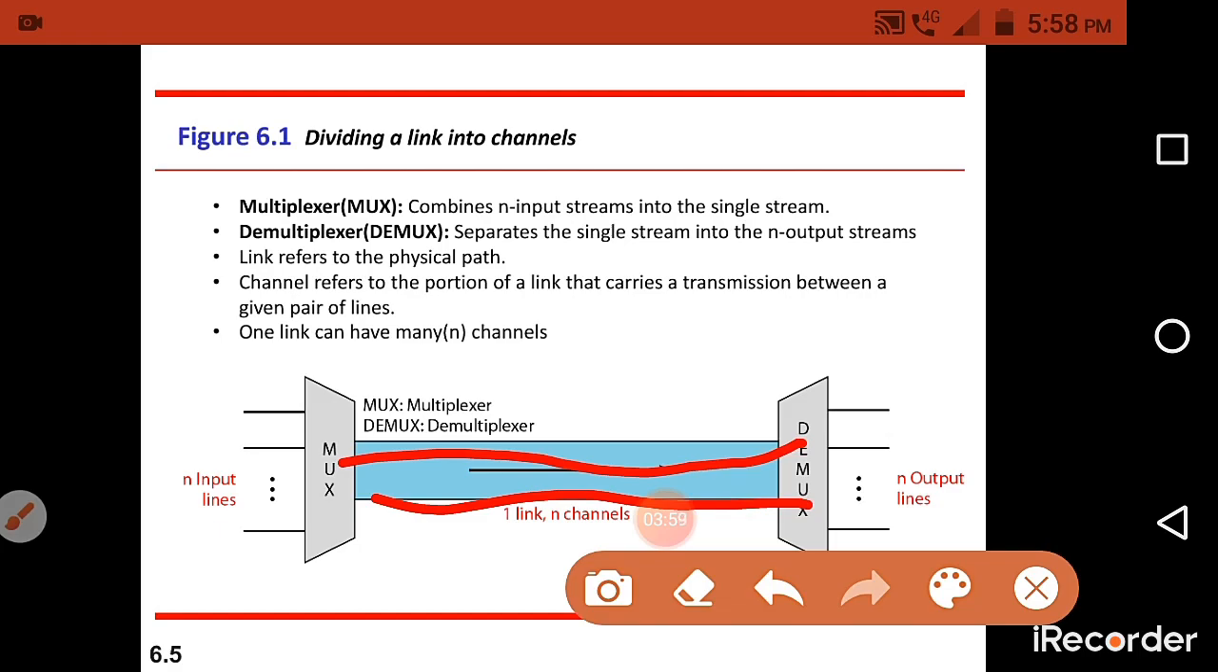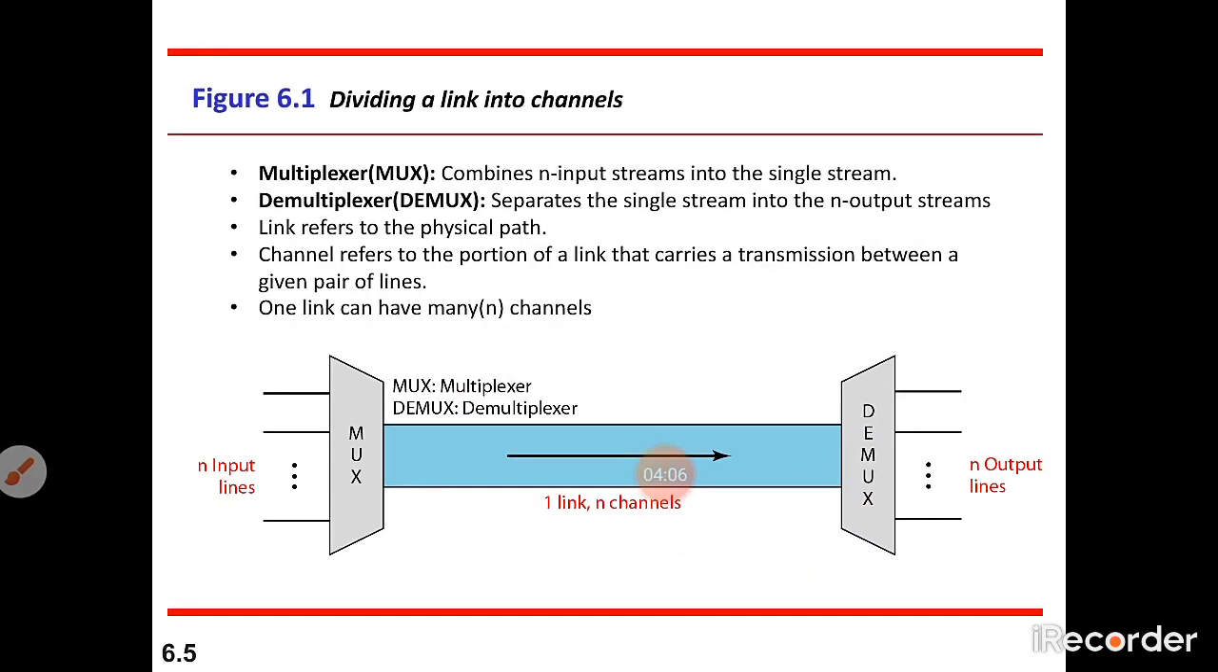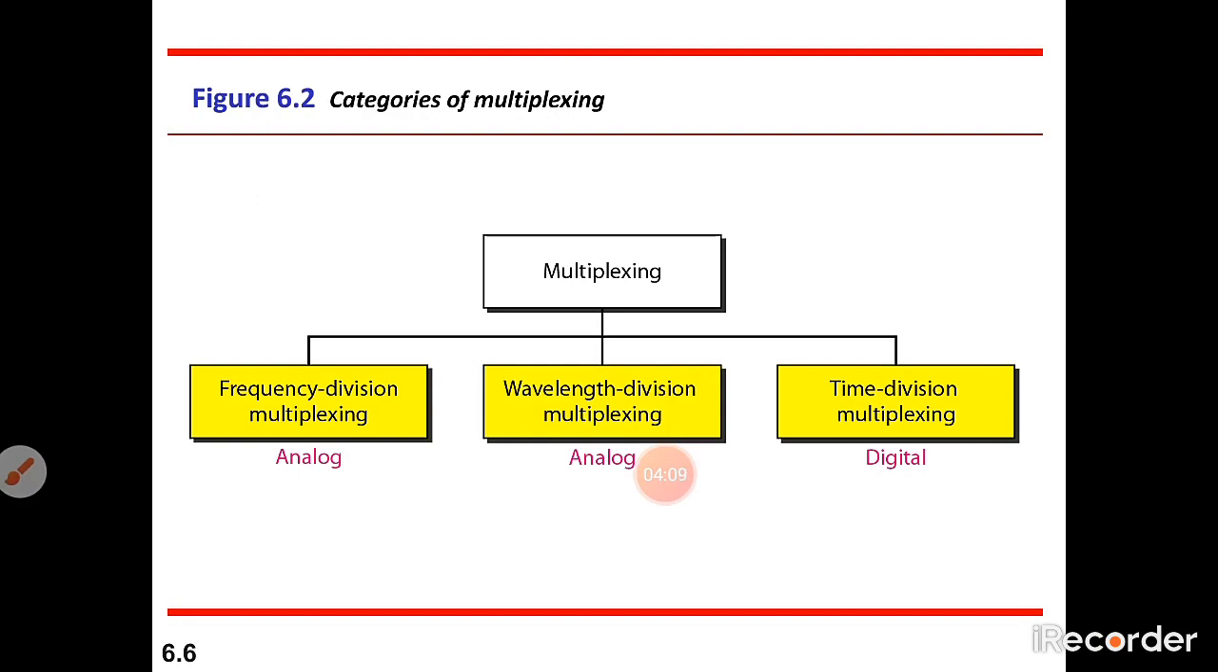Next we will discuss the categories of multiplexing. There are three categories of multiplexing. The first one is frequency division multiplexing, second one is wavelength division multiplexing, and third one is time division multiplexing. Frequency division multiplexing is performed on analog signals, wavelength division multiplexing is also performed on analog signals, and time division multiplexing is performed on digital signals.